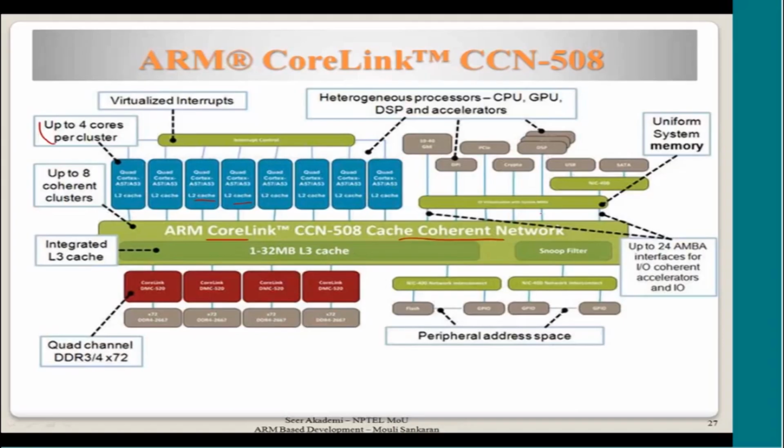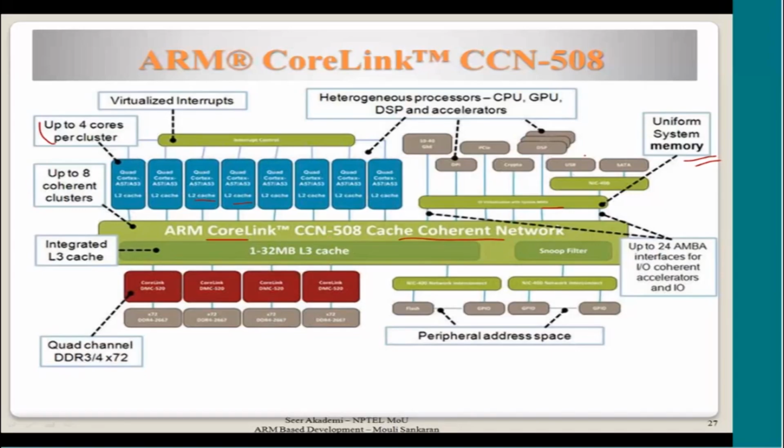These 8 coherent clusters can be interconnected using this cache coherent network with a shared memory, which is the uniform system memory. So they can share using this link. They can communicate over there. So it's the ARMv higher level versions of the ARMv specification here.